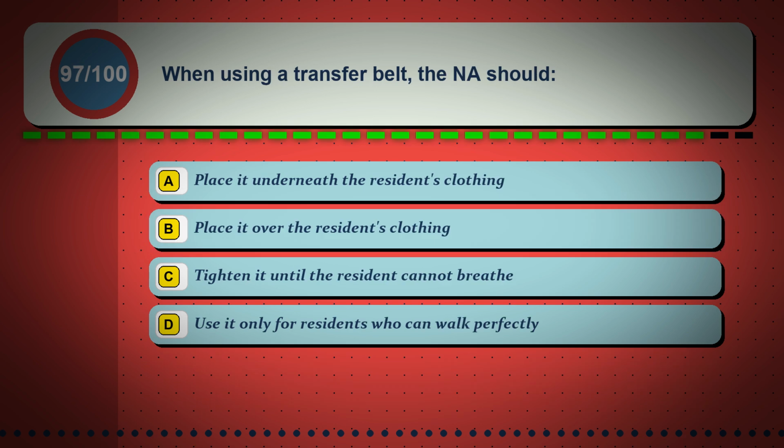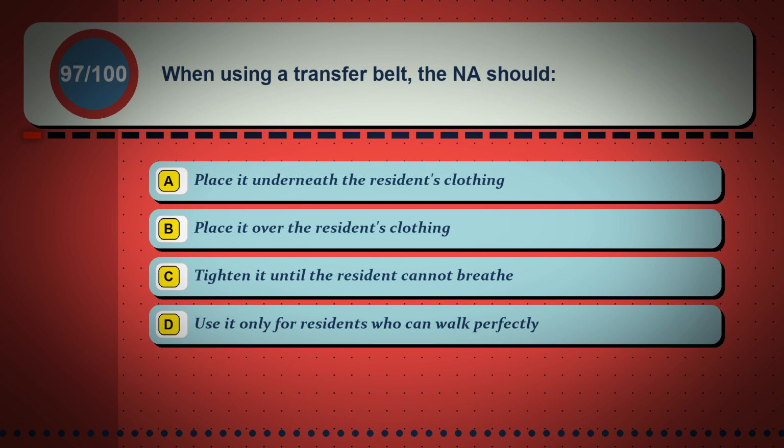Question 97. When using a transfer belt, the NA should: option A, place it underneath the resident's clothing. Option B, place it over the resident's clothing. Option C, tighten it until the resident cannot breathe. Option D, use it only for residents who can walk perfectly.